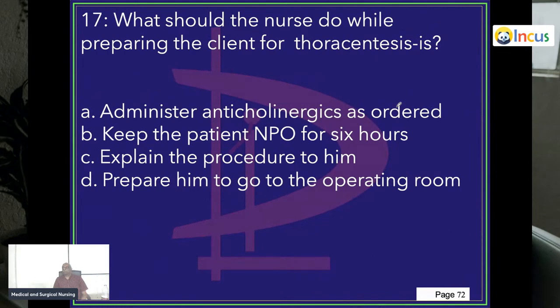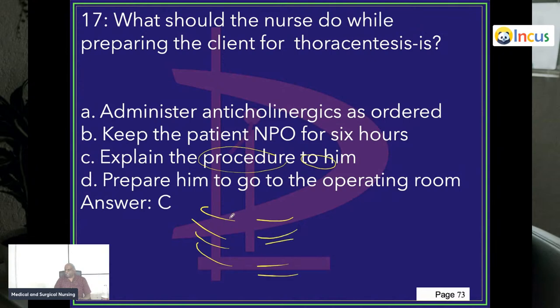Now, whenever you are planning, you will tell. See, the doctor tells the sister, Sister Kavita, I am going to take out the fluid from the pleural cavity in this patient of pleural effusion. But as a nurse, what will you do? First, most important thing, explain the procedure to him. Brother, we are not going to use a knife on your chest. Explain to the patient what we are doing.